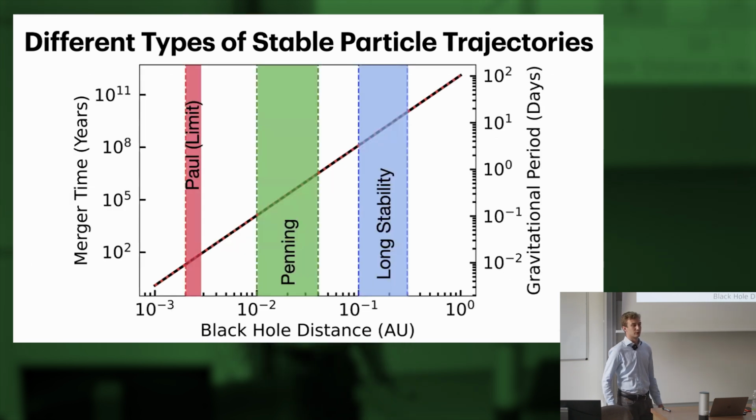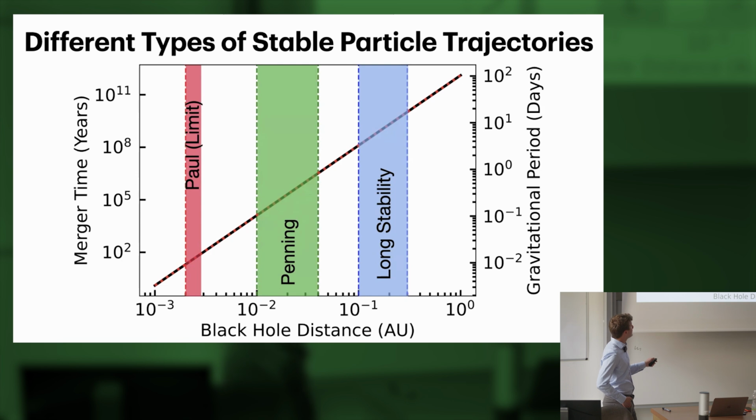But I usually prefer to study this in a graph or a figure to understand what's going on. We have the three regions of stability that we have outlined, and we have the long-term stability region where the black holes will not be joining each other for 1,000,000 years, and this is the time that the trap is going to be filled up. And this is the interesting region around 1/100 of an AU black hole distance. This is where we see all the Penning trap-like motion. And then finally, this is the limit where we see the Paul trap-like motion.